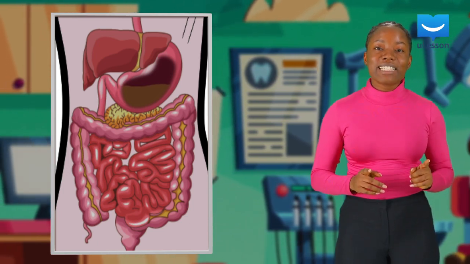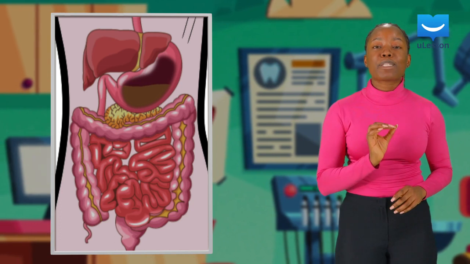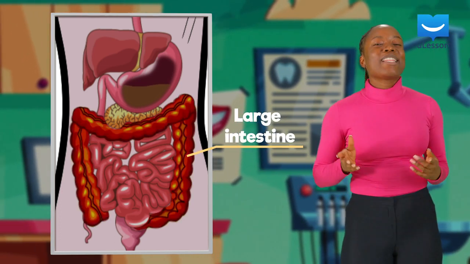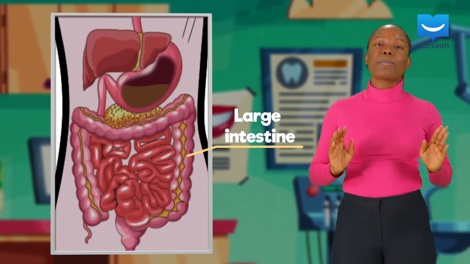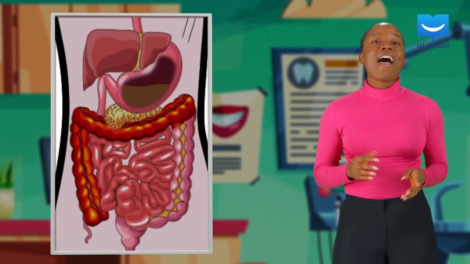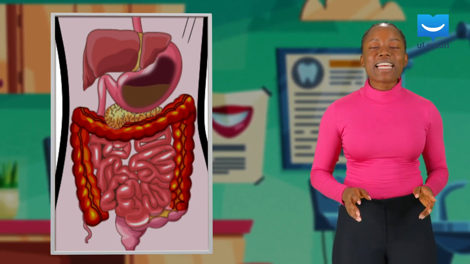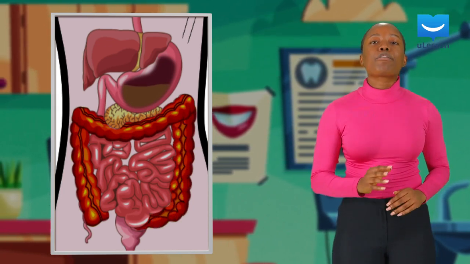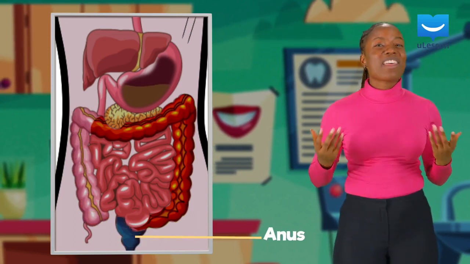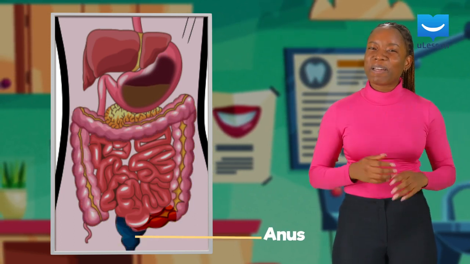So the undigested substances move from the small intestine into the large intestine. The large intestine also helps to absorb water from the undigested substances. After this happens, the undigested food substances are removed from the body through the anus as feces. So that's what happens when you poop.